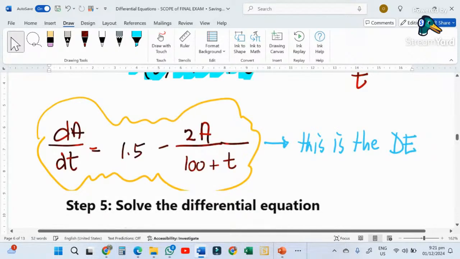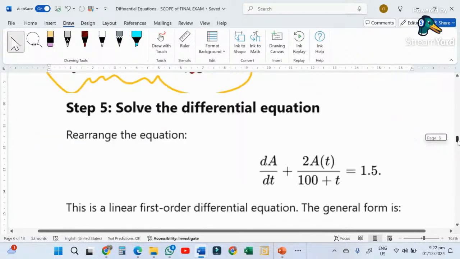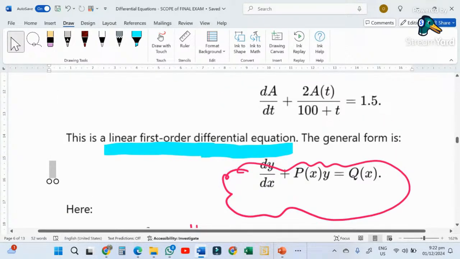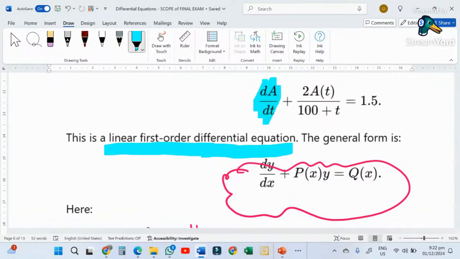Okay, there you go. So you have 1.5 minus 2A over 100 plus t here. If you're going to transpose this to the other side, then you will have transposed the negative 2A over 100 plus t. Then you will have dA over dt plus 2A of t, or simply 2A, over 100 plus t, that's the denominator, that is the v of t that we have solved a while ago, is equal to 1.5. There's no dot there, that's a period, okay?